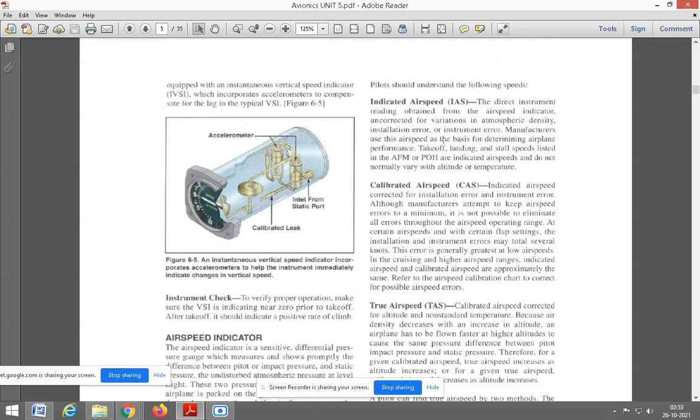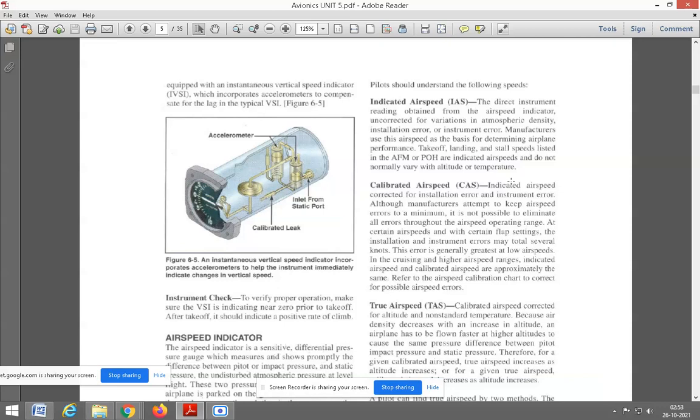Manufacturers use this airspeed as the basis for determining airplane performance. Takeoff, landing, and stall speeds listed in the AFM are indicated airspeeds and do not normally vary with altitude or temperature. So the indicated airspeed will be taken as the airplane performance. For determining the airplane performance, this is going to be read from the airspeed indicator.